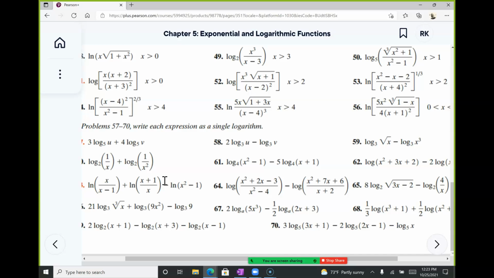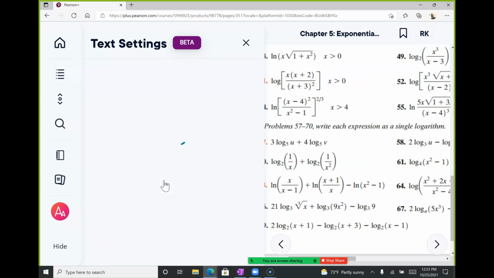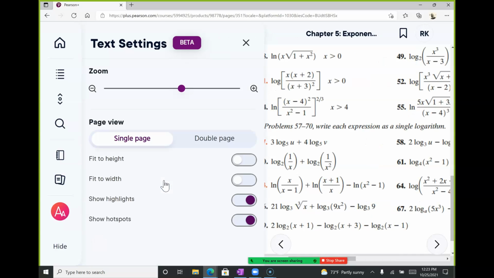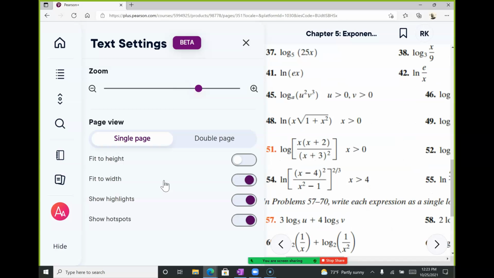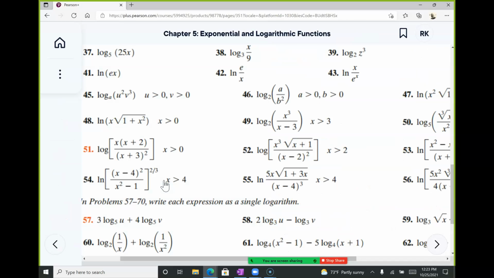Why can't I zoom a little bit better? Fit to width. Just doesn't quite fit, and I can't zoom it. It's so stupid. Anyway, 45, 37 and on are pretty good.